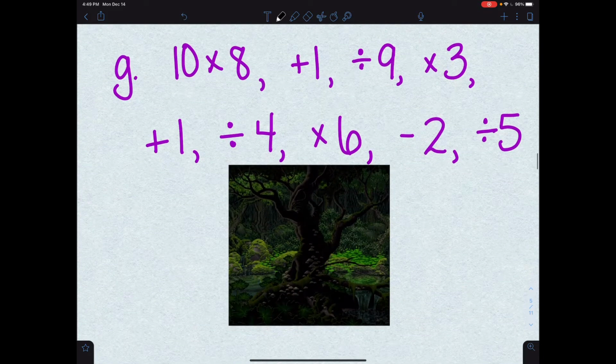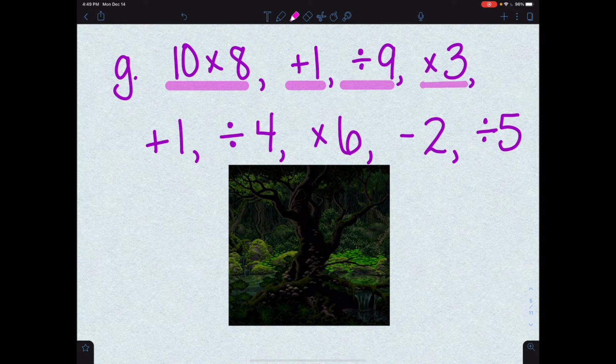G, this is the long one. We're going to start with the number 10 times 8. Then we're going to add 1. Divide by 9. Multiply by 3. Add 1. Divide by 4. Multiply by 6. Subtract 2. And then divide by 5. If you need to hear that again, just skip back, okay?